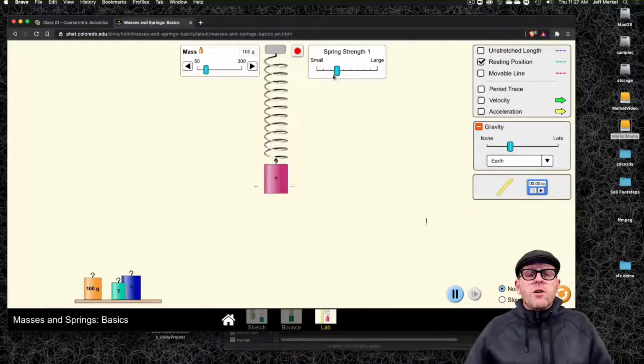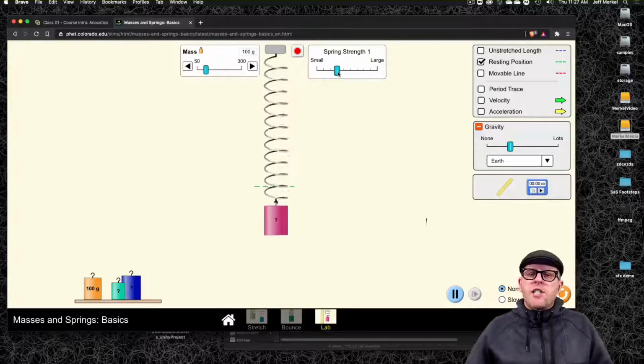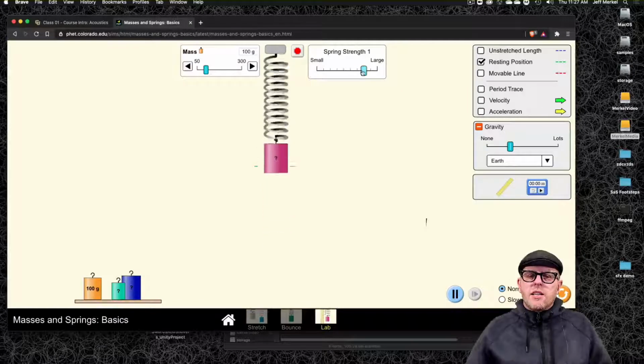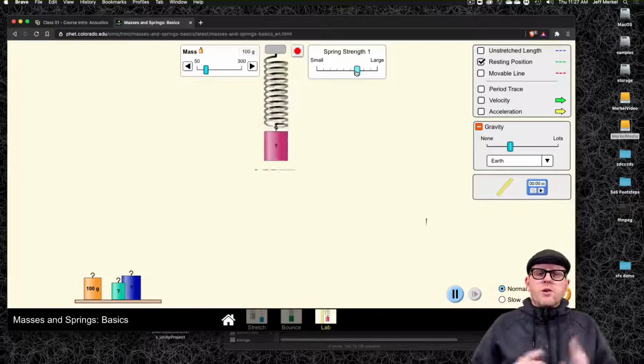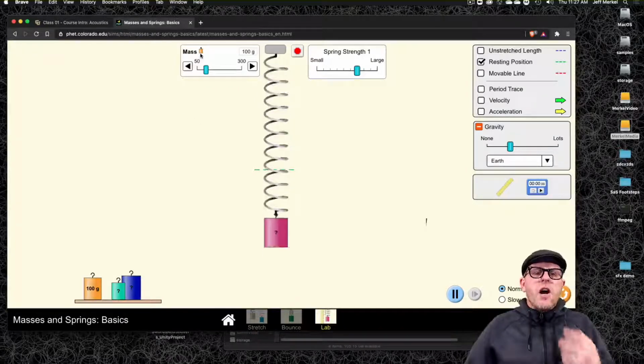But the other thing that we can do here is adjust the spring strength. So if I adjust the spring strength, it moves faster, and if I adjust to be looser, it's going to move slower. So those are the kind of two tools we have right there. So that's basically what we call mass on a spring.